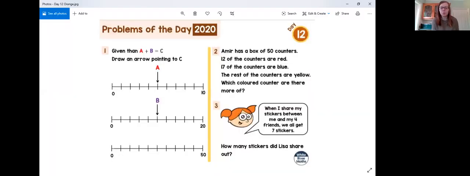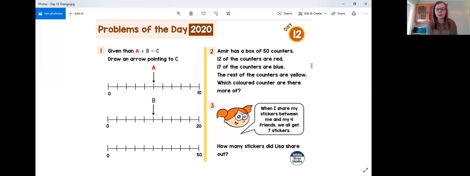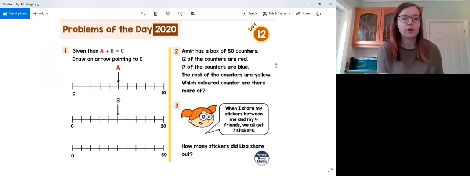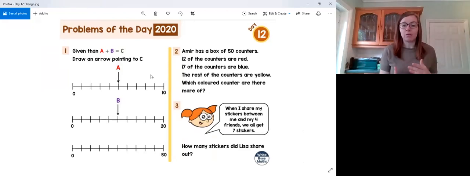So let me just share my screen with you. Okay, so question 1 has got a series of different number lines. Sorry, just make myself a bit bigger for you there. So we have got a number line with an arrow A, a number line with an arrow B, and we've been told, given that A plus B equals C, we have to draw an arrow pointing to C.